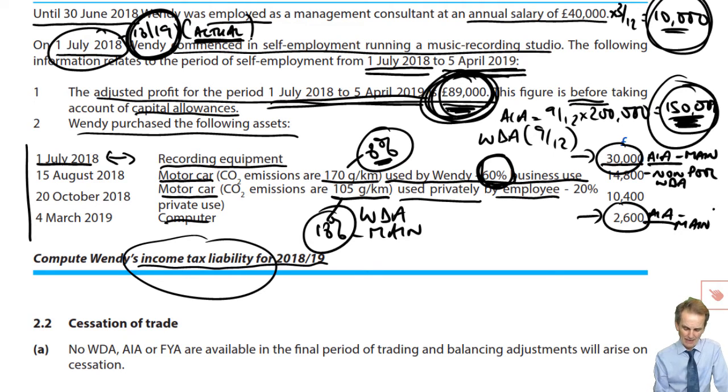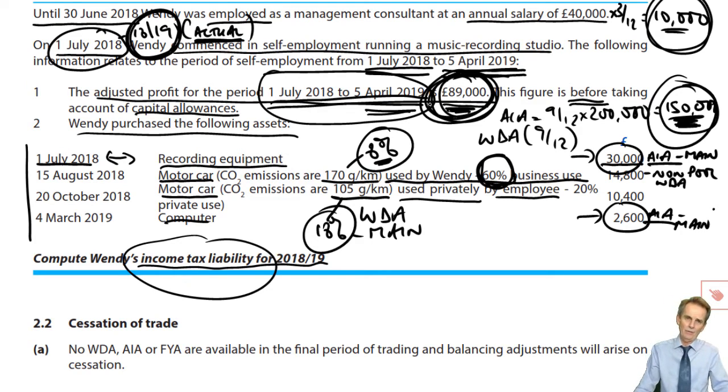Thankfully, given the accounting period used, the 1st of July start date through to exactly the end of the tax year, the 5th of April 19, whatever that tax-adjusted profit figure is for that period is also the figure to put in as your assessment for this tax year. We can then prepare the income tax computation. We have employment income, 10,000, and you'll now have your tax-adjusted trading profit assessment for this 18-19 tax year.